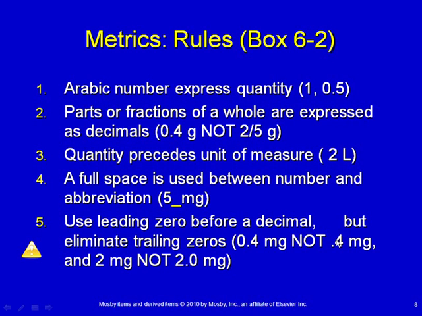Not .4. But eliminate trailing zeros. So if we had an answer of 2 milligrams, we would not record it as 2.0 milligrams. What has happened across America is that this has been confused as 20 because someone doesn't see the decimal point there.